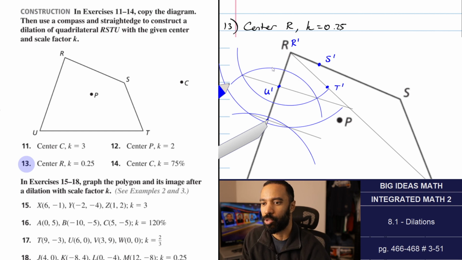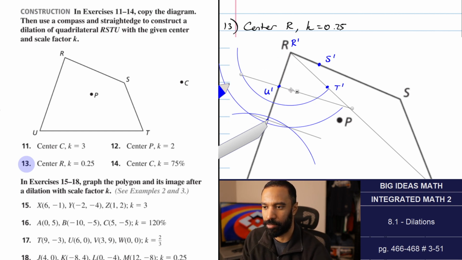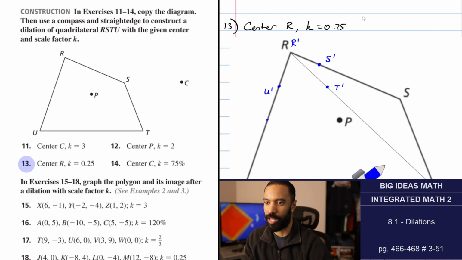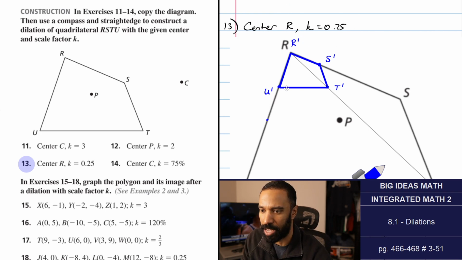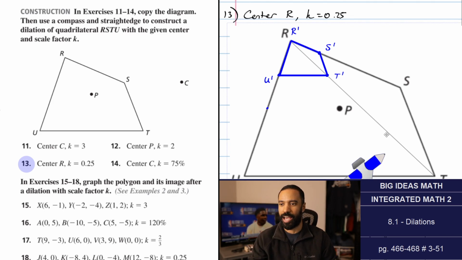Okay. So now let's make this reduced size quadrilateral. R prime is still where it was to begin with. So we're going to go from here to S prime, S prime to T prime, T prime to U prime, U prime to R prime. Which, of course, like I said, this is supposed to be kind of a horizontal line here. So looking pretty good. Okay, that's a quarter of the size.